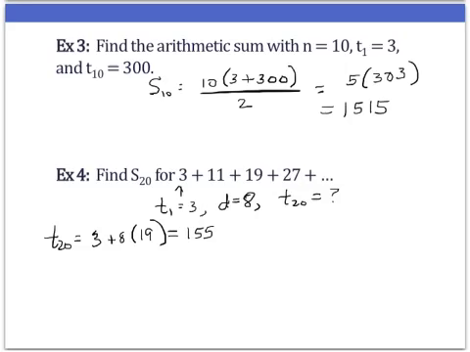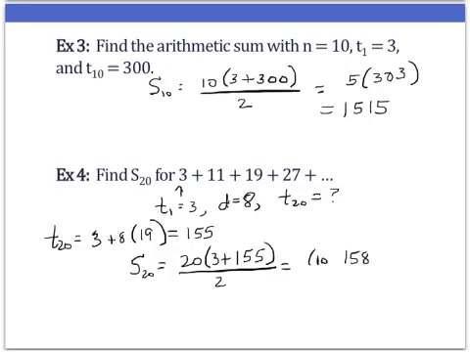So we're going to substitute in 20 on top, 2 on the bottom, add our 2 numbers in the middle, so 158, divide 20 by 2, and this gives us 1,580.